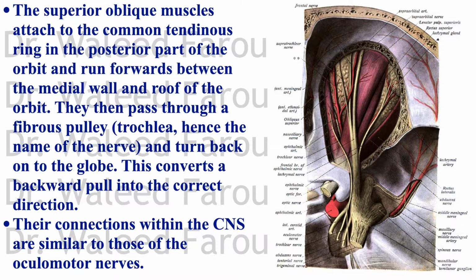The superior oblique muscle is attached to the common tendinous ring present at the posterior aspect of the orbit and runs forwards, and then the tendon turns around a fibrous pulley called the trochlea, and hence the name of the trochlear nerve, and the tendon goes backwards and laterally to insert itself behind the equator of the eye for the muscle to exert its action on the globe.